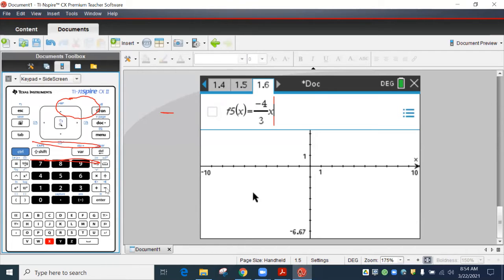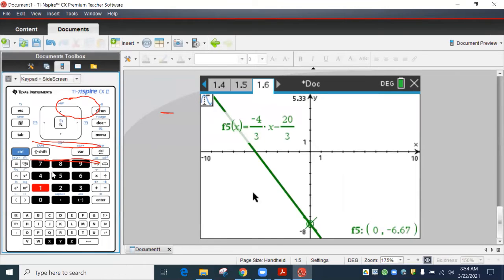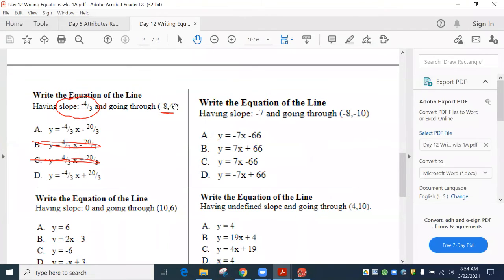Sorry, I lost my spot. Minus 20 over 3. Okay, hit enter, menu 5-1. And then we're only checking 1 point this time, because we checked slope, we only got to check 1 point. So we're typing in -8, hit enter, and I got -8, positive 4. And so that's what we were looking for right here. So yep, A is our answer.